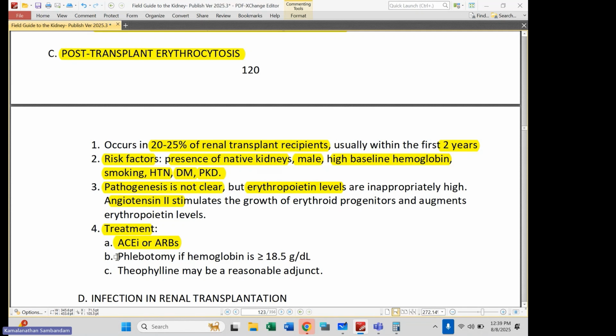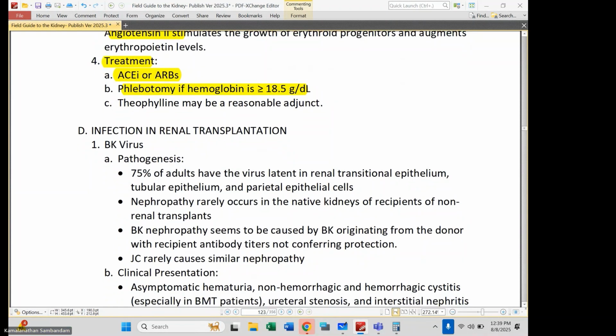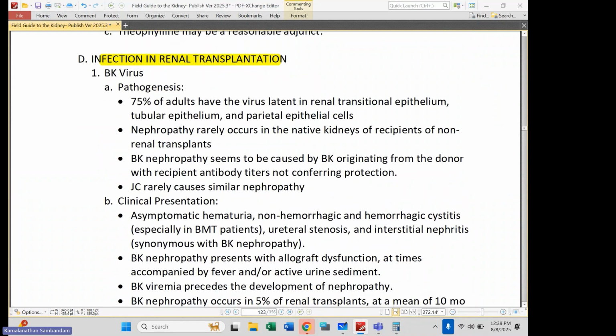If that's insufficient, then we send these patients over to hematology for consideration of intermittent phlebotomy. I would say that we're not often using theophylline these days. Okay. Moving on to infection, which is a big topic in transplantation. If there are no questions about these metabolic derangements.